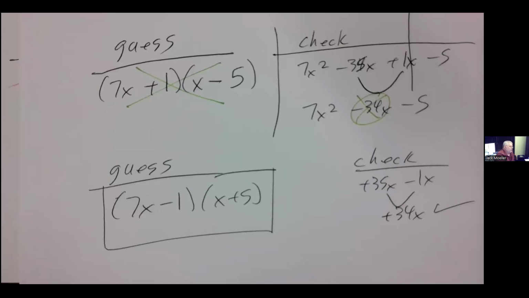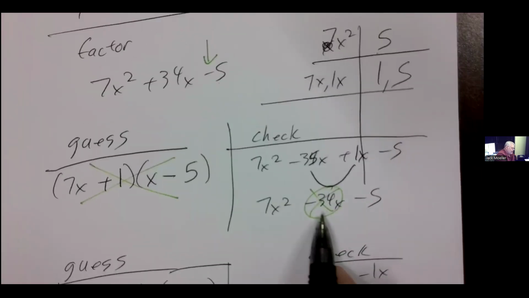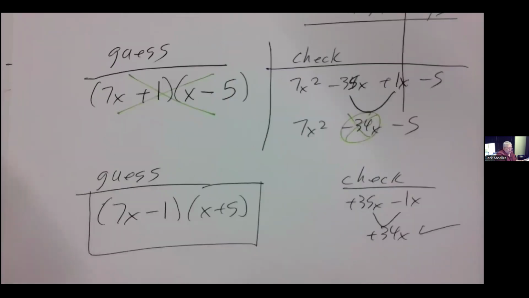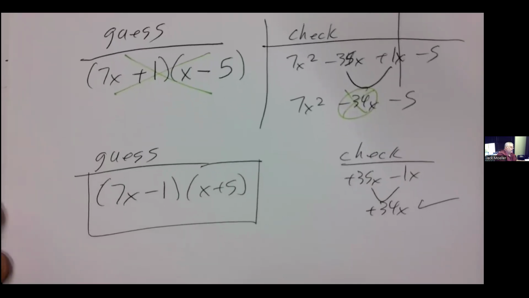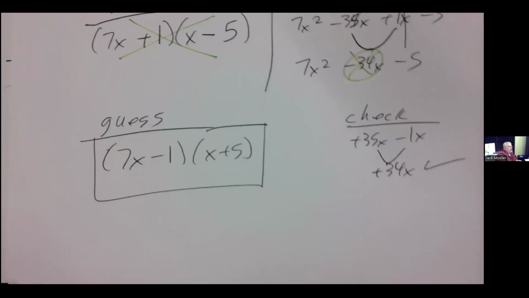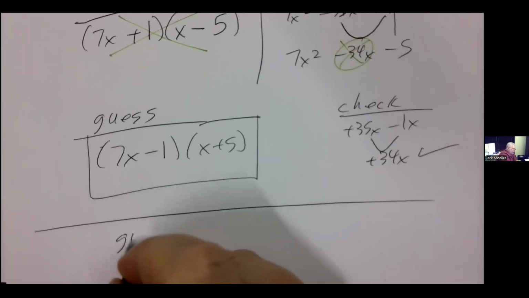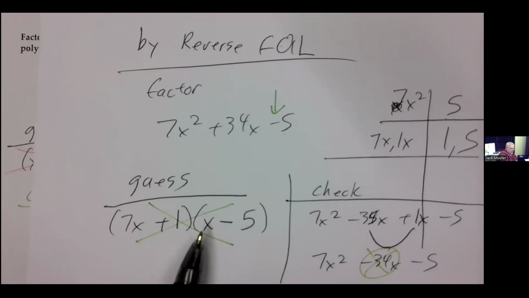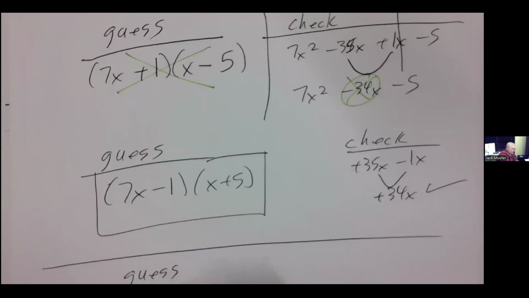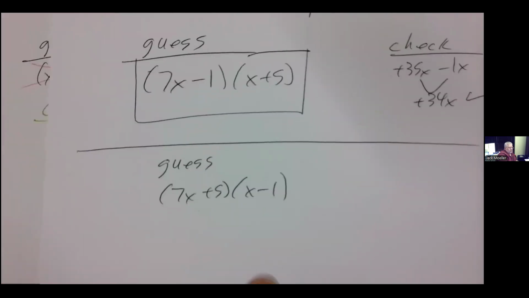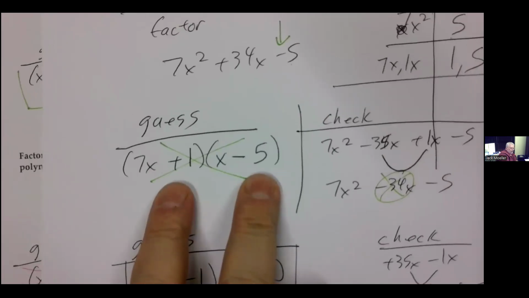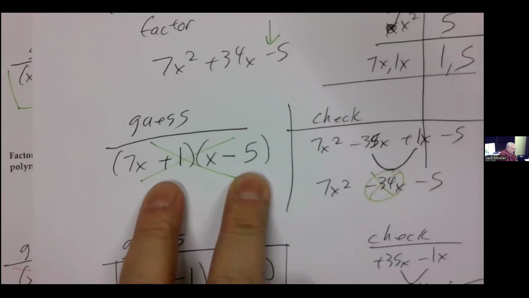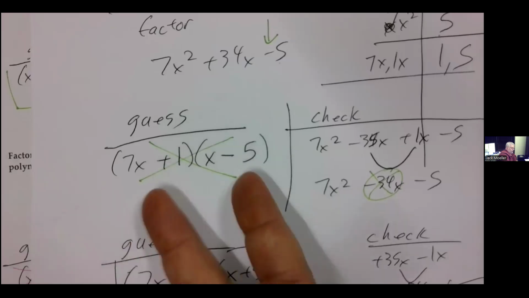Okay. Where this gets messy is what if we didn't have the right number, wrong sign? Now, once we get the right answer and we check it, we're done. We don't have to do anything more. I want to show you a wronger answer and how to deal with it. So what if, in our first guess, we had not put the 1 with the 7 and the 5 with the x? What if we had put 7x plus 5 and x minus 1? So something you're going to have to do with this reverse FOIL is swap these numbers sometimes.